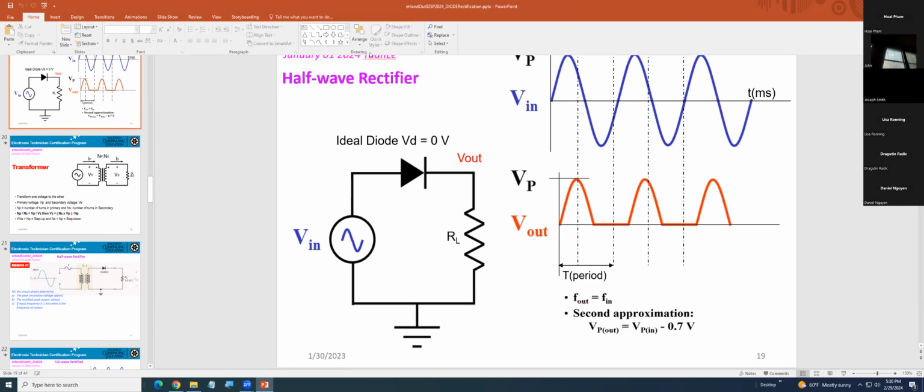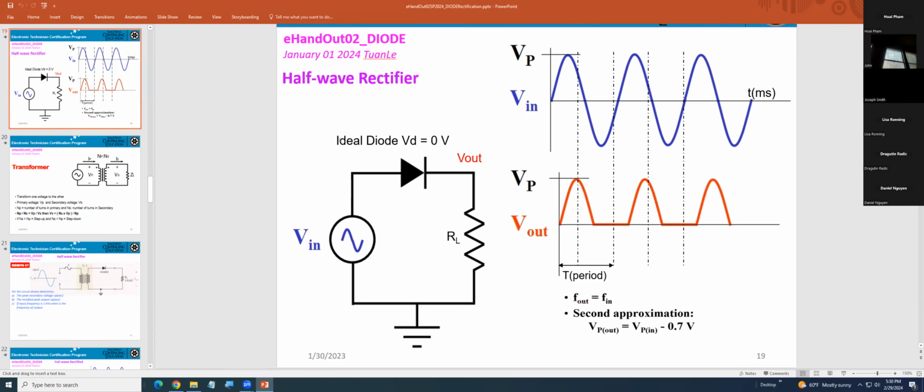I can tell you, let's see. Say we pick V peak in equal to 10 volts, for example, and R is 100 ohms, Mr. Pham. And also VD equals 0.7, not 0.